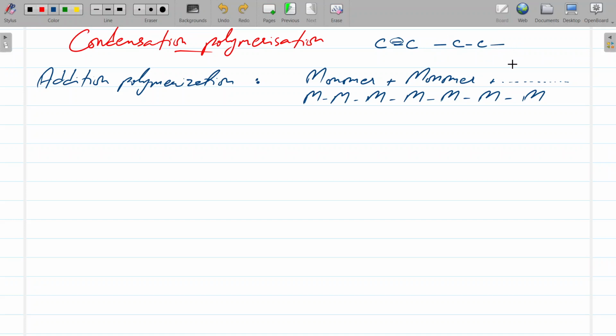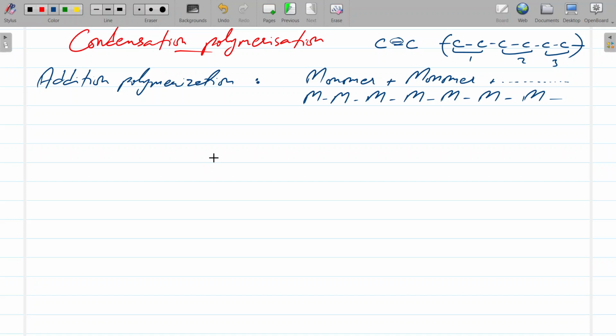If I just draw it out, you've got something like this. Let's make it even. That's 1, 2, 3, 4, 5, and 6. So these were 3 monomer units that you join together. And I'm showing 3 just for illustration purposes. And then you obviously have more on either side. And so those join up to make the polymer. So that's what addition polymerization is, right?